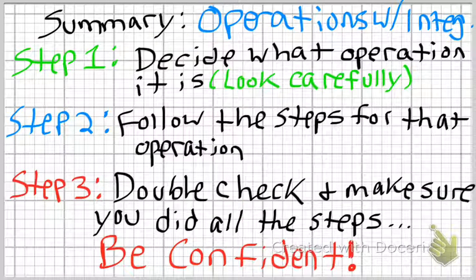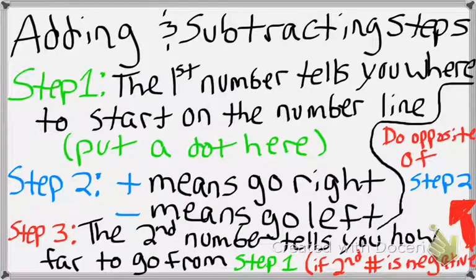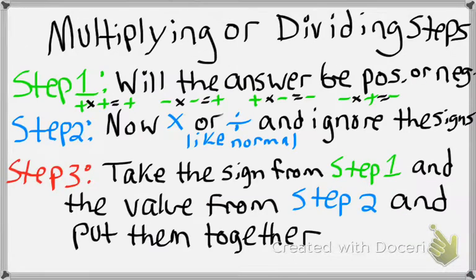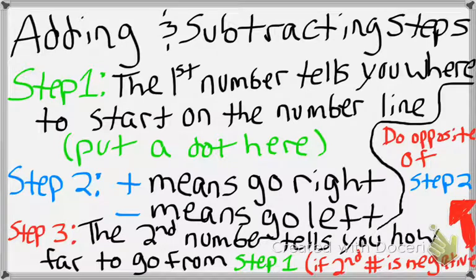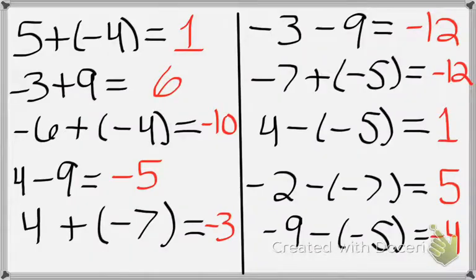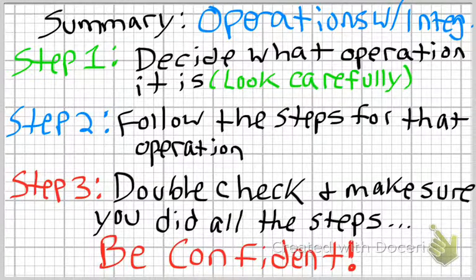Okay, step 2. These are the overall steps. Step 2. Now follow the steps for that operation. So if it was multiplying and dividing, follow the steps we talked about right here in multiplying and dividing. If it was adding and subtracting, follow the steps that we have here for adding and subtracting. Now, step 3, finally, after the overall big idea, is double check and make sure that you did all the steps. And if you know you did all the steps for that type of problem, be confident because you did it.